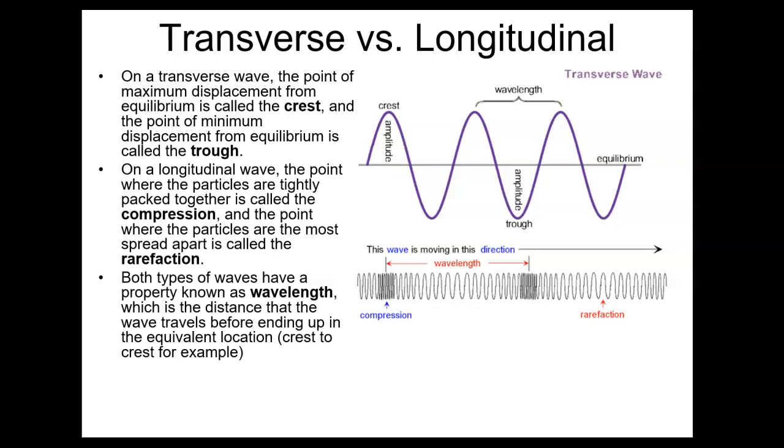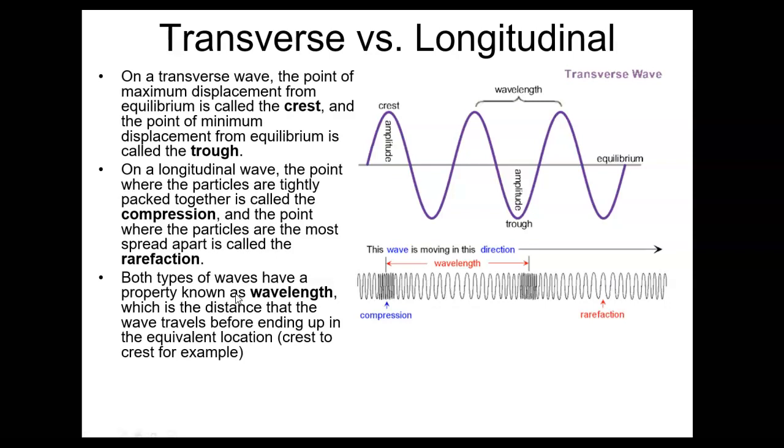Okay, transverse waves have crests and troughs. Longitudinal waves don't have crests and troughs. They have compressions, and they have rarefactions. The place where the particles bunch up together, that's called a compression. That is equivalent to a crest on a transverse wave. And then the places where the particles spread out the most, that's called a rarefaction. Not to be confused with refraction, which is something completely different.